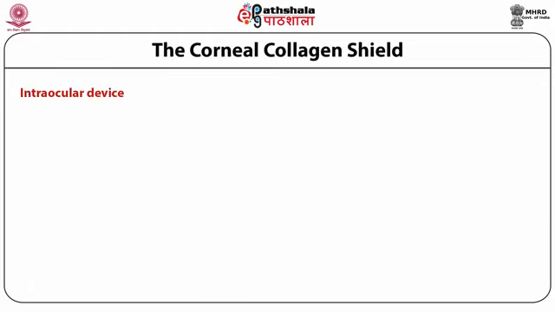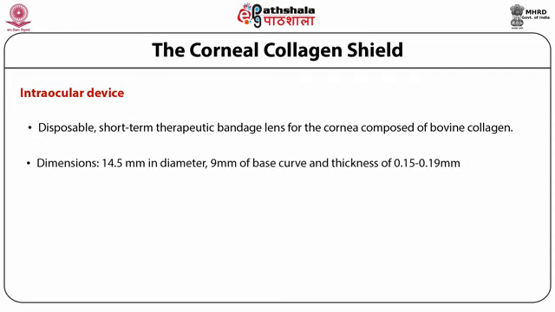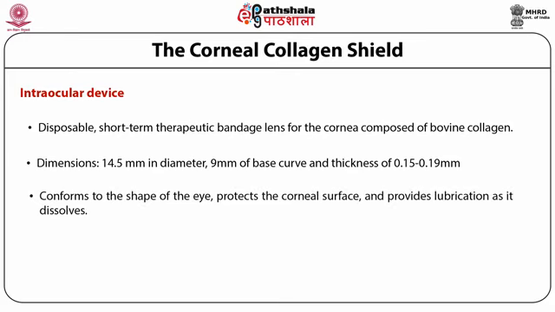The Corneal Collagen Shield. This shield is a disposable, short-term therapeutic bandage lens for the cornea and composed of bovine collagen with a diameter of 14.5 mm, 9 mm of base curve and a thickness of 0.15 to 0.19 mm. Collagen is a structural protein that is used for various surgical and cosmetic purposes. It conforms to the shape of the eye, protects the corneal surface, and provides lubrication as it dissolves. Collagen shields are mainly used for the purpose of wound healing and dry eye syndrome.